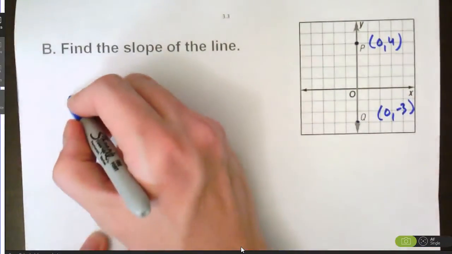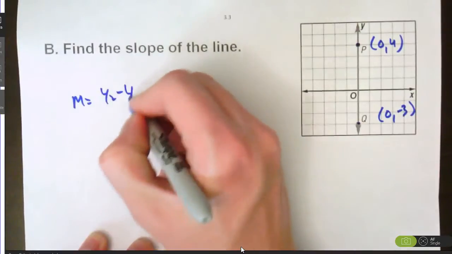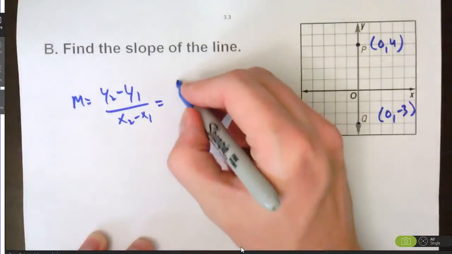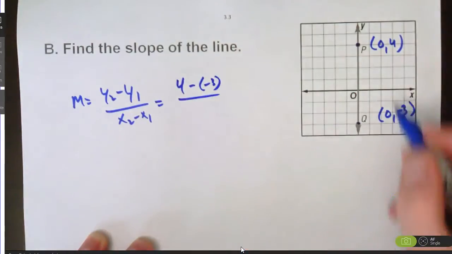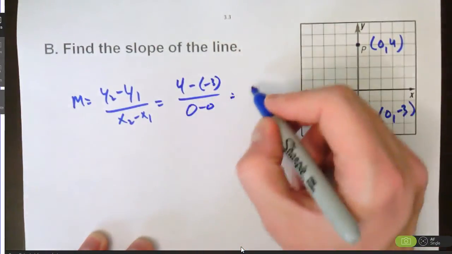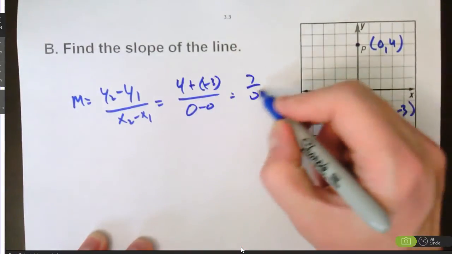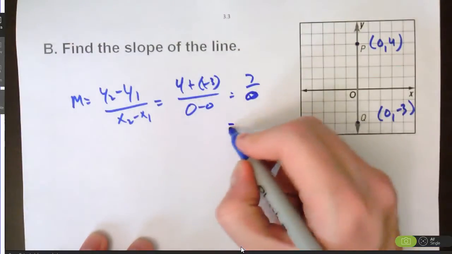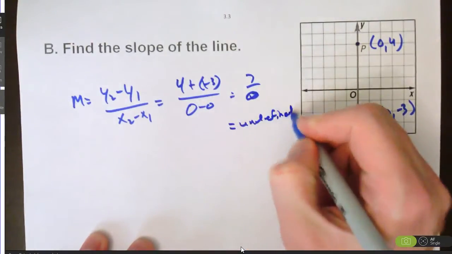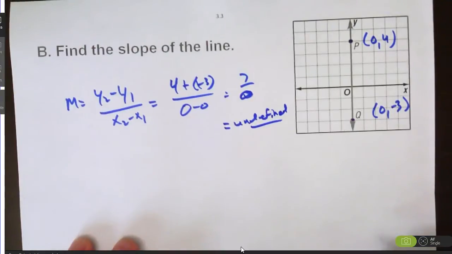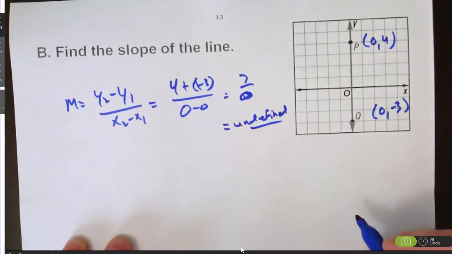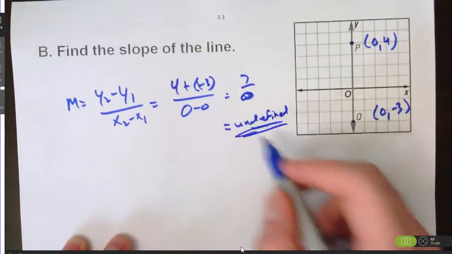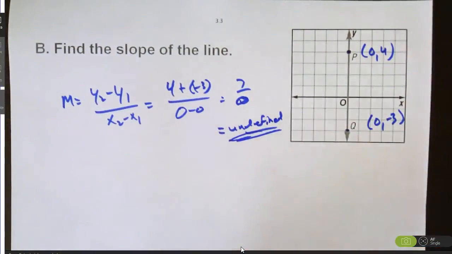So to find the slope, again, y2 minus y1 over x2 minus x1, we do y minus y, 4 minus negative 3, over x minus x, which is 0 minus 0. That gets us 7 over 0. Oh, I hopefully remember from Algebra 1 that you can't divide by 0. That's undefined. So that's our slope for the line there.